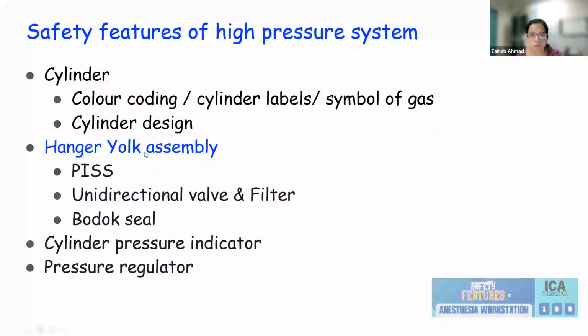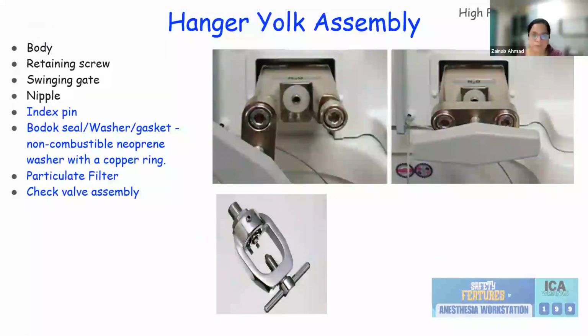So coming to the second part of the high pressure system, the hanger yoke assembly. Again, as I said, each and every part of the hanger yoke assembly is designed in such a way as to be a safety feature. The hanger yoke assembly consists of the body and the swinging gate. This gate swings like this and it keeps the cylinder tight in its place. There's the nipple through which the gas enters. We have the index pins. You can see this is very faint, but you can see over here.